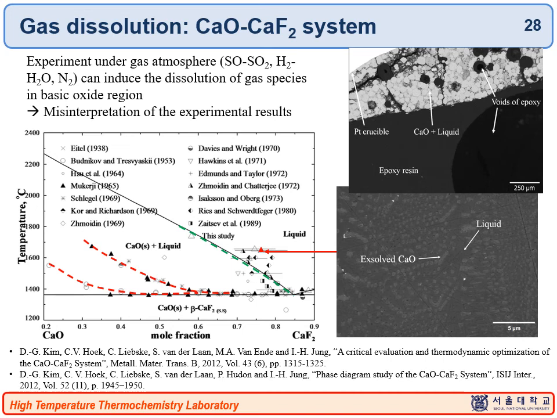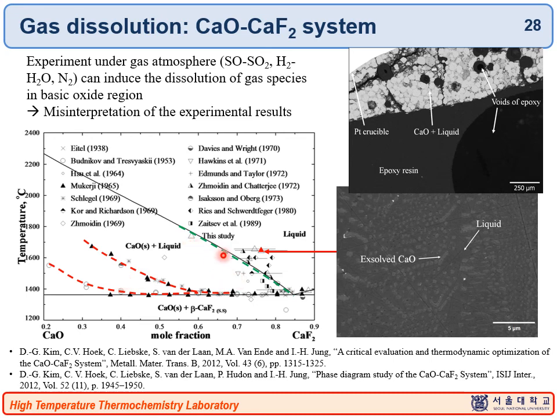For example, this is the CaO-CaF2 binary phase diagram study. The reported liquidus of CaO here is completely different from study to study. One group reported that the liquidus line is like this, another like this, and this is the third group. These two groups used open capsule experiments, and they used different types of gas atmosphere like this. During the experiment, this gas can be dissolved into the CaO saturated liquid phase.